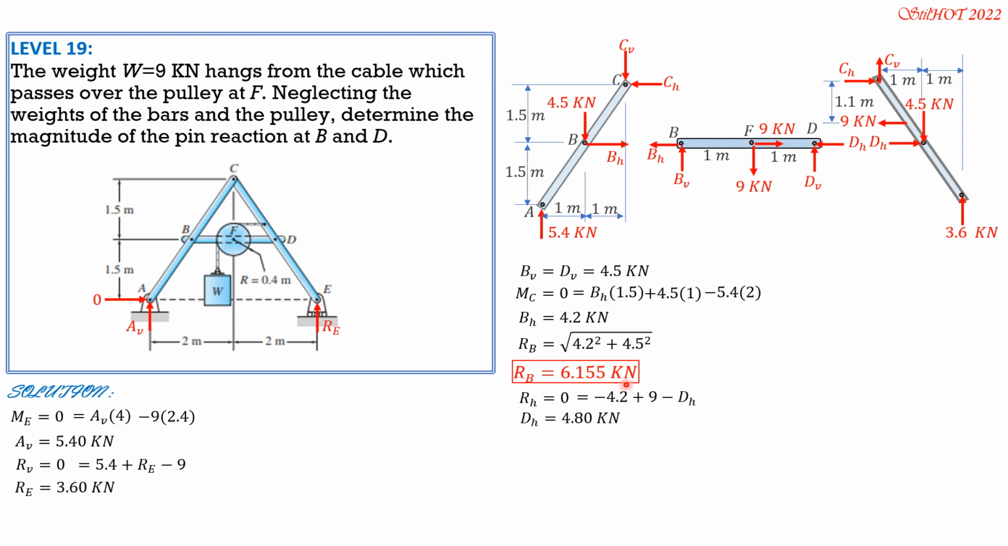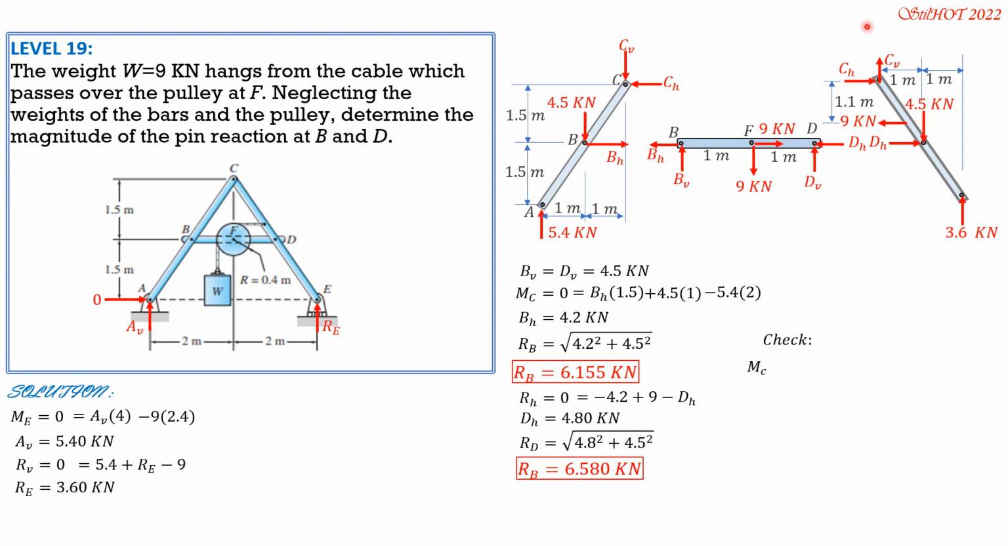So therefore, we can now compute the magnitude of the pin reaction at D, square root of 4.8 square plus 4.5 square. So R sub D is equal to 6.580 kilonewtons. So let's check this free body diagram if MC is really 0. If it is 0, then all these answers are correct.